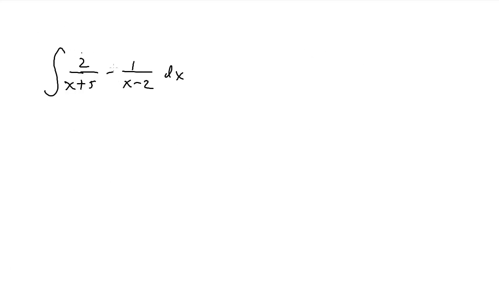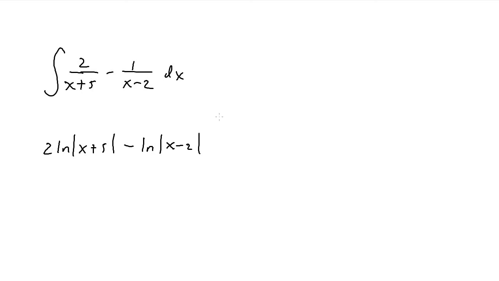So now the integral of 2 over x plus 5, 2 is just a constant, so it's going to be 2 times the natural log of the absolute value of x plus 5. And then we have minus the integral of 1 over x minus 2, that's just going to be the natural log of the absolute value of x minus 2.